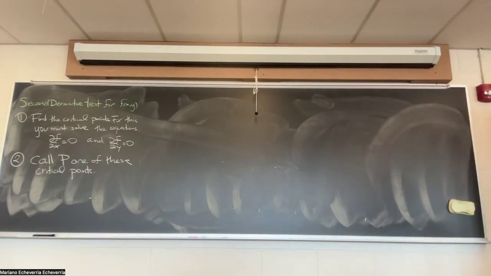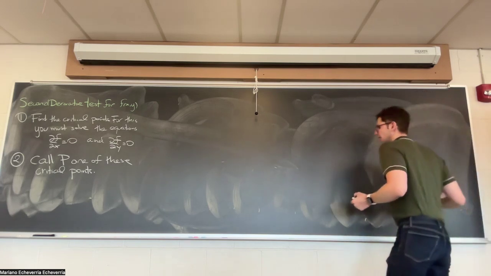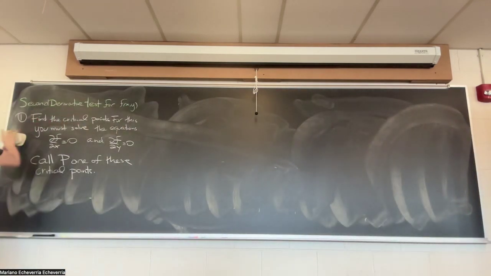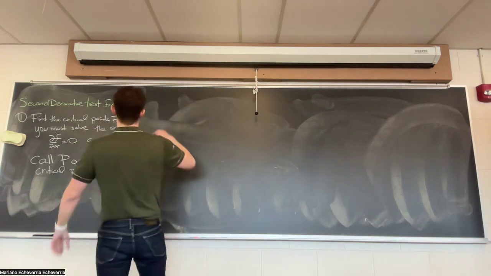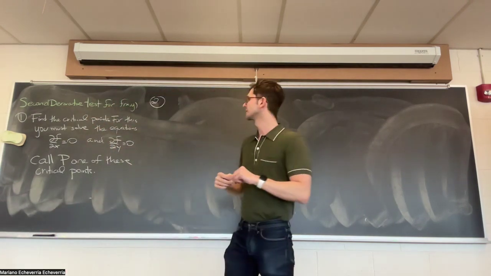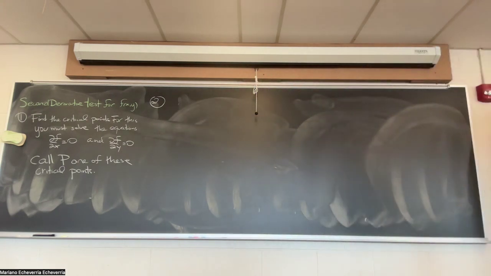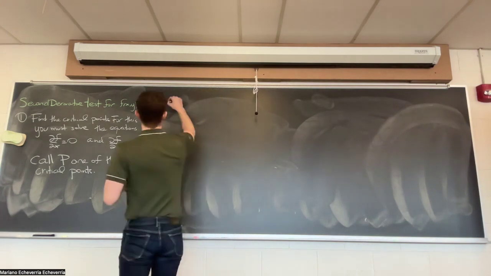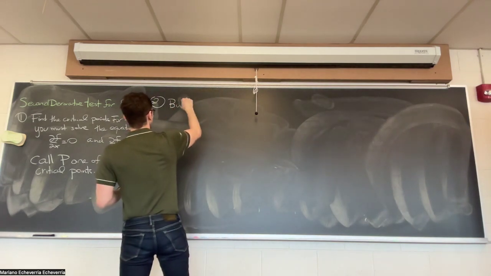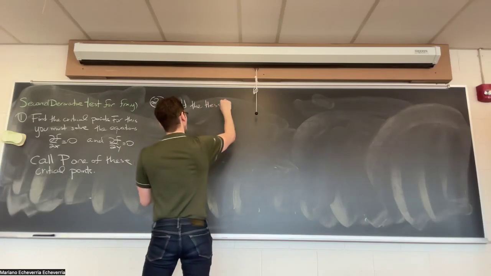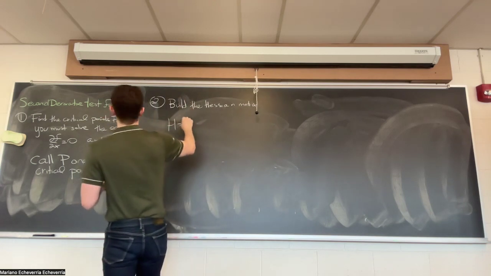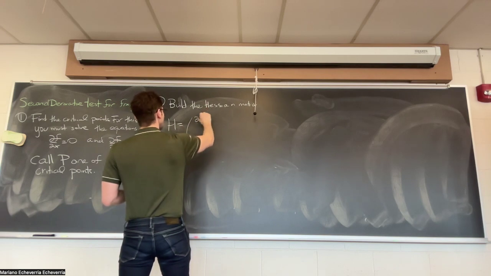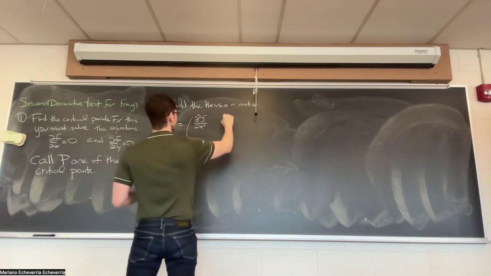After you have the critical points, P is one of those. Step two is to construct the Hessian matrix, and that's the key player in the second derivative test. So you build the Hessian matrix, H, H is for Hessian. It's just the matrix of second partial derivatives.